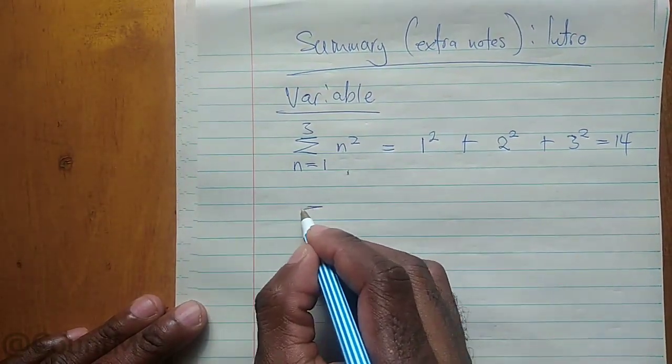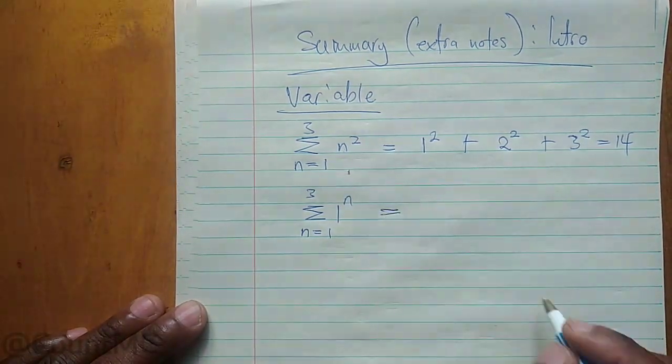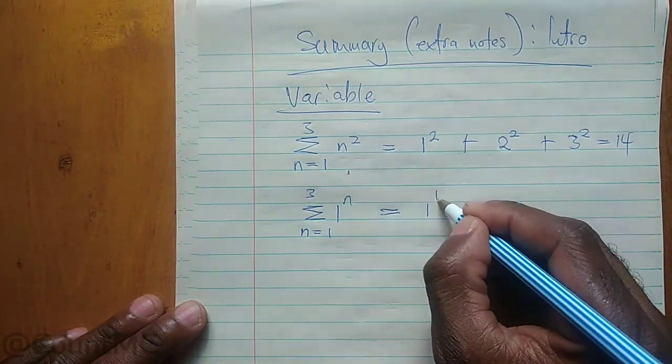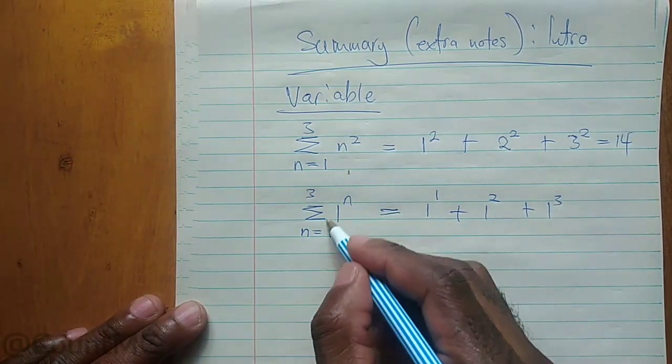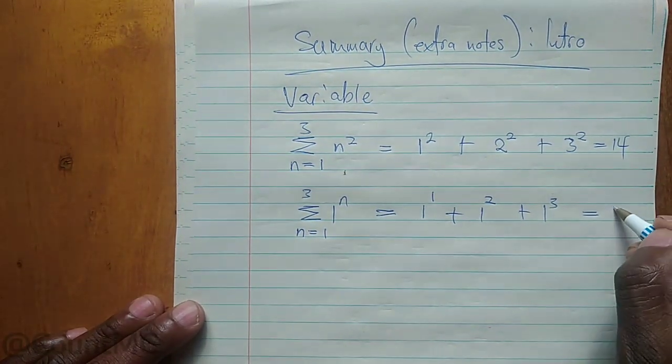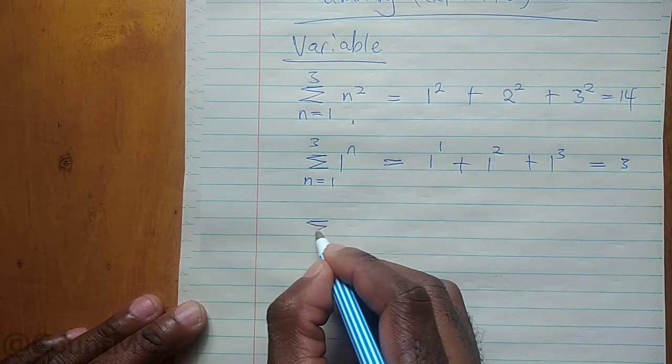Another example, when n equals 1 up to n equals 3, let's say they give you 1 to the power n. This will be 1 to the power 1, that's the first term. The second one is 1 to the power 2. The third one is 1 to the power 3. And this will be 3. So just be careful.